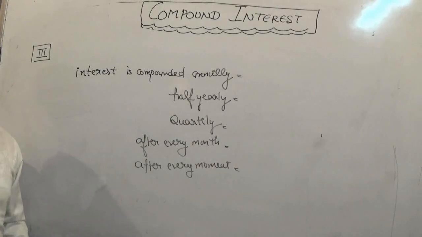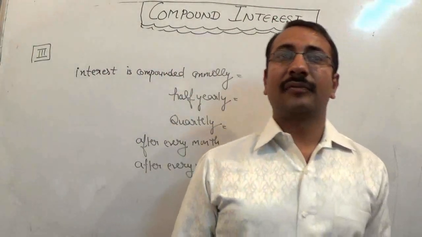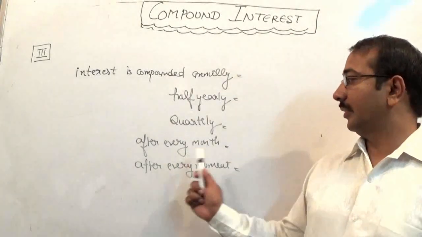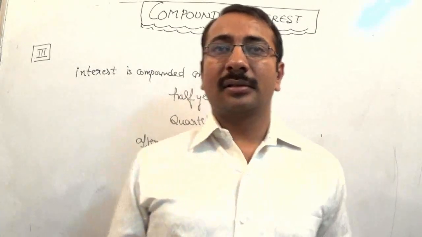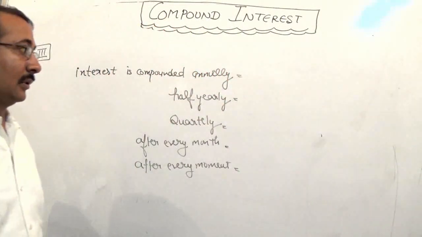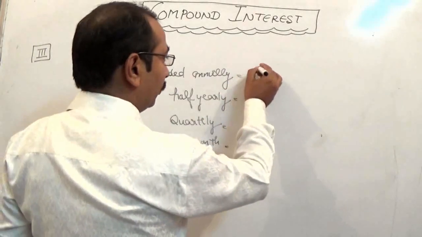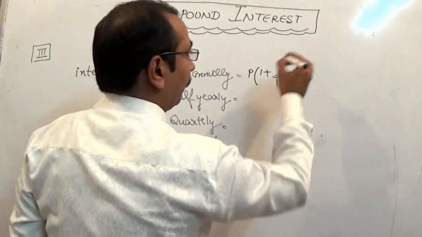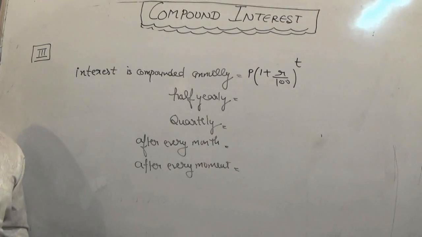Sometimes you will find interest is compounded annually. In some questions it is compounded half yearly, in some quarterly, or after every month, or after every moment. When we have to answer any question of this type, for our basic formula annually, we take it as P into 1 plus R upon 100 raised to power T.